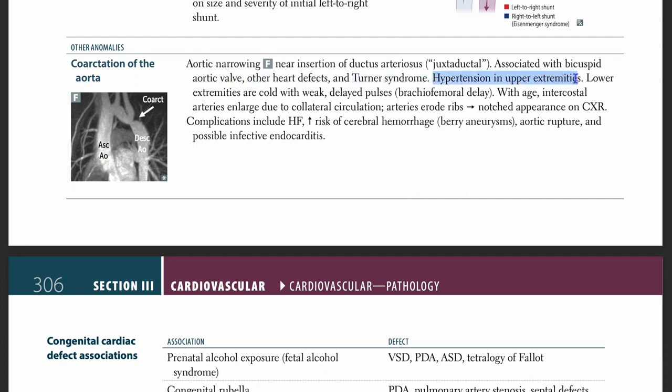Hypertension in upper extremities. This is important, right? So why are you getting hypertension in upper extremities, right? And lower extremities are cold but with weak, delayed pulses.